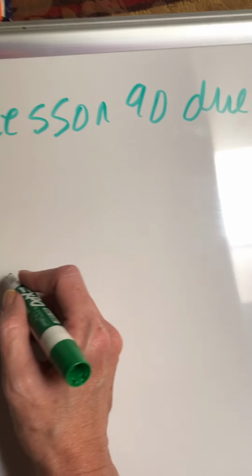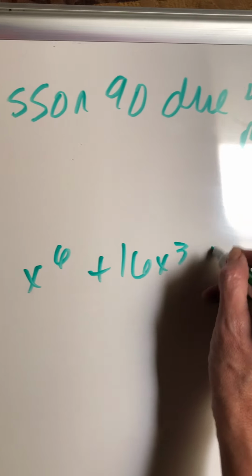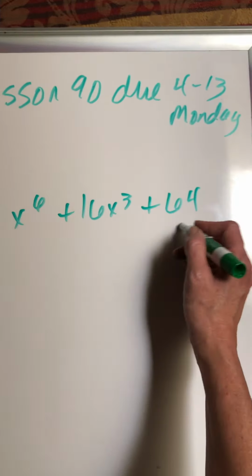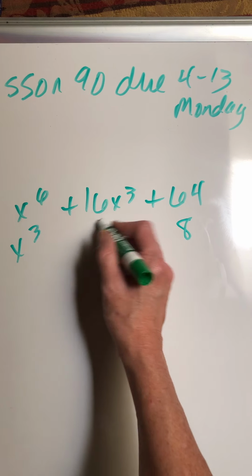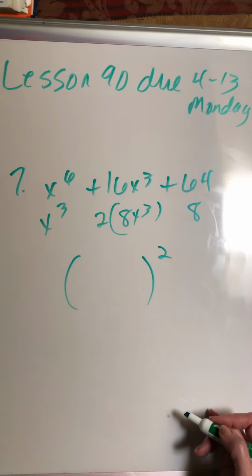So number 7 does the same thing, x to the 6 plus 16x cubed plus 64. So I'm going to get you to a certain point, and you're going to finish it. Square root here is 8. Square root here is x cubed. 8x cubed. Double it, you get 16. So you should have something in parentheses squared.